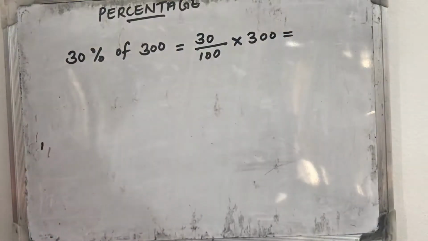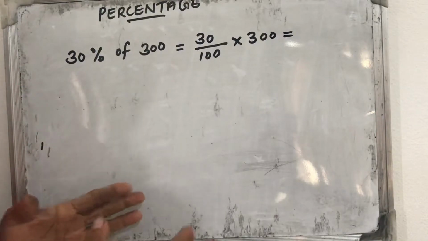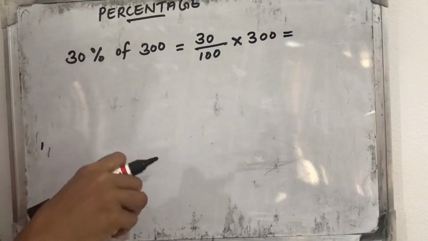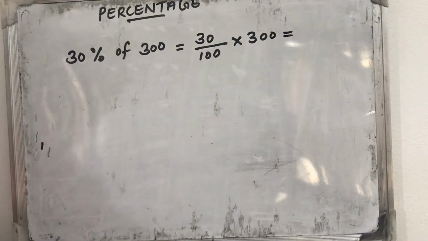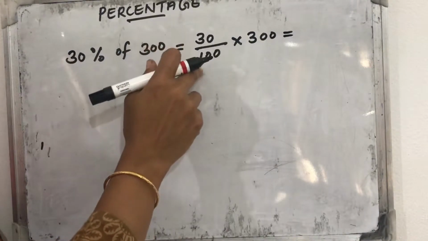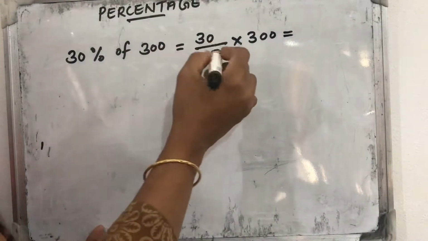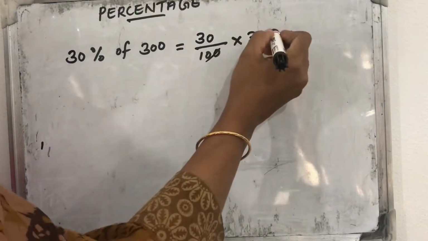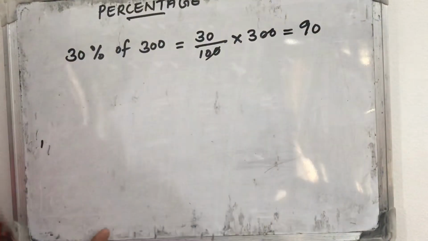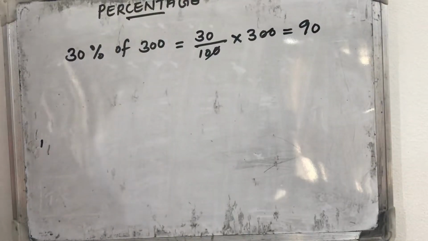This way we can calculate the percentage of a given quantity. Here we are finding 30% of 300. So we can write 30% as 30 by 100 into 300. Using simplification, these two zeros we can cancel. 3 into 3 is 9, so 90. This way we can calculate the given percentage of a given quantity.